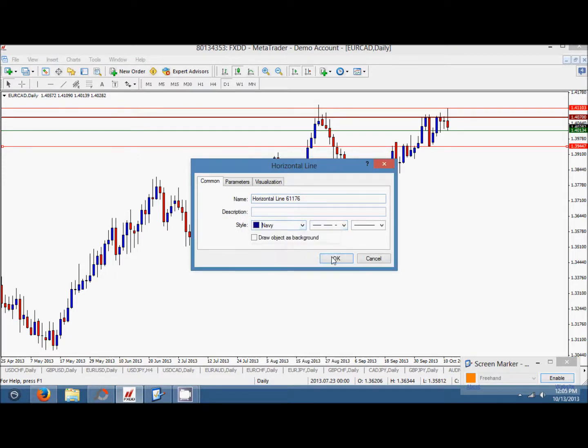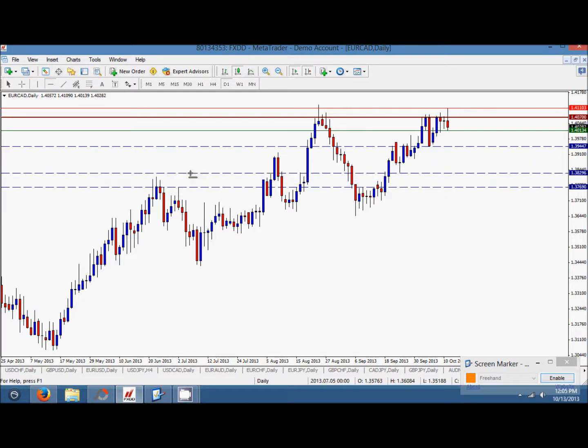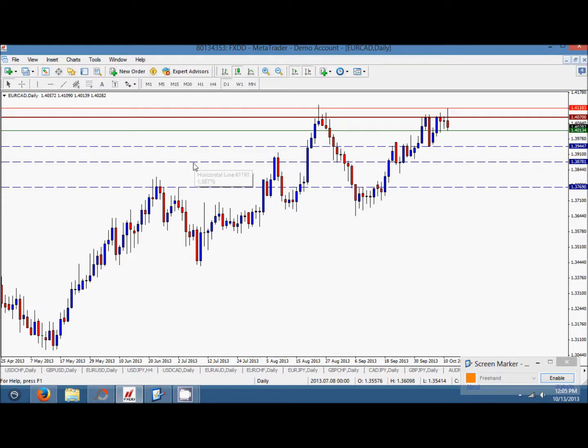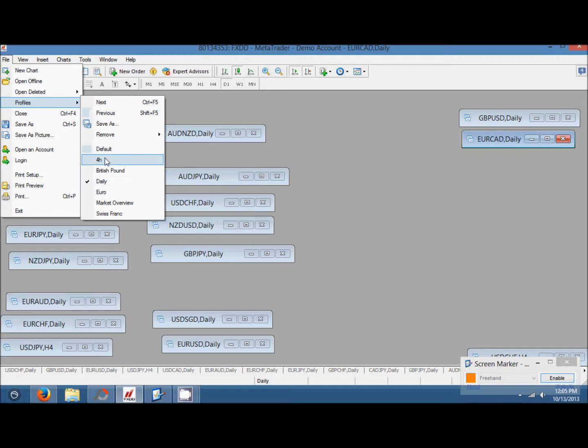Change it to blue. Set them there. One there. And then probably one in that area right there. So that's just a quick how I'd set this trade up, the entry, stop loss, and the 3 take profit levels. Now let's go to the 4-hour charts and take a look at those.